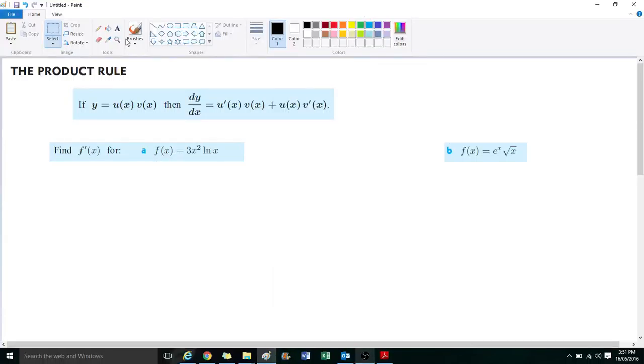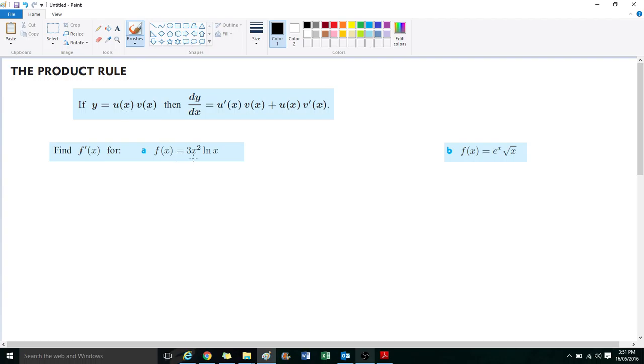Okay, we have a new idea here, and this one's quite an important one. It's known as the product rule. Okay, and it looks a bit confusing, but it's going to be quite simple. So if y is equal to u of x times v of x, this just means we have y is equal to the product of two functions, u(x) is a function times another function v(x).